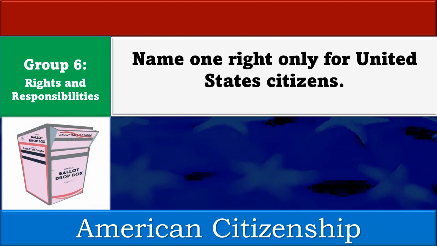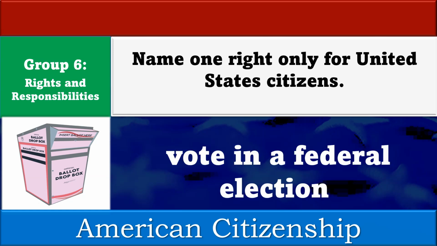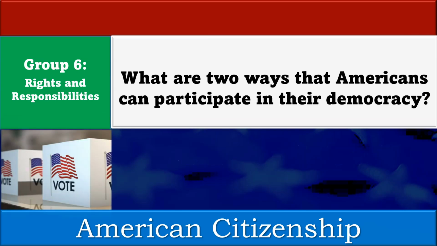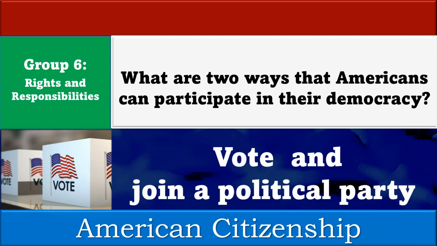Name one right only for United States citizens. Vote in a federal election. What are two ways that Americans can participate in their democracy? Vote and join a political party.